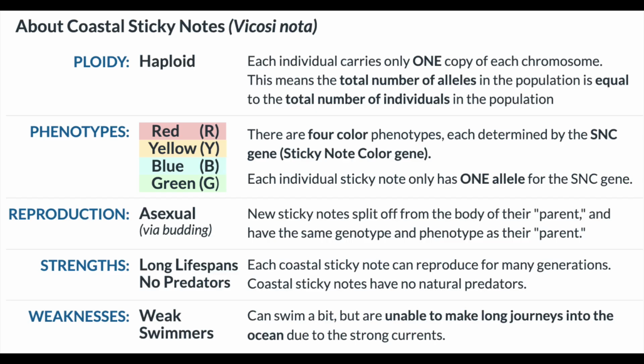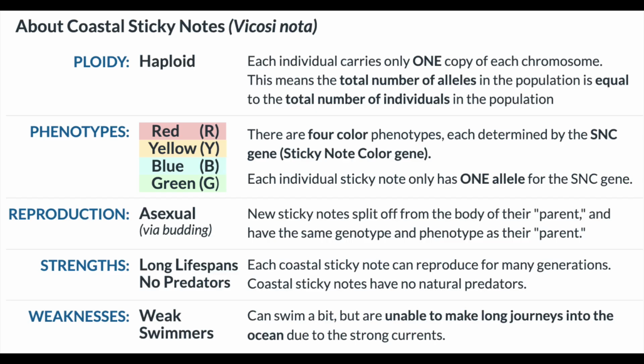Now, the reproduction of these guys is also somewhat special. They reproduce asexually via budding. New sticky notes split off from the body of their parent and have the same genotype and phenotype as their parent. So if we started with one red and one blue sticky note, then after reproduction we would end with 2 red and 2 blue, because the red made one more red and the blue made one more blue.